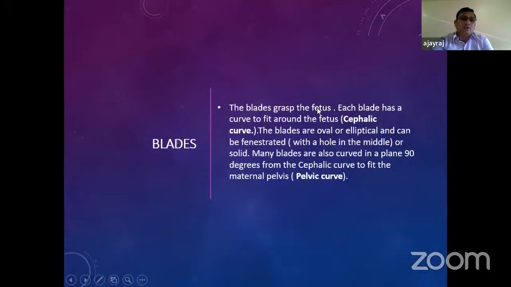Blades grab the fetus. Each blade has a curve to fit around the fetus, that is the cephalic curve. The blades are oval or elliptical and can be fenestrated with a hole in the middle, or solid. Many blades are also curved in a plane 90 degrees from the cephalic curve to fit the maternal pelvis, that is the pelvic curve.